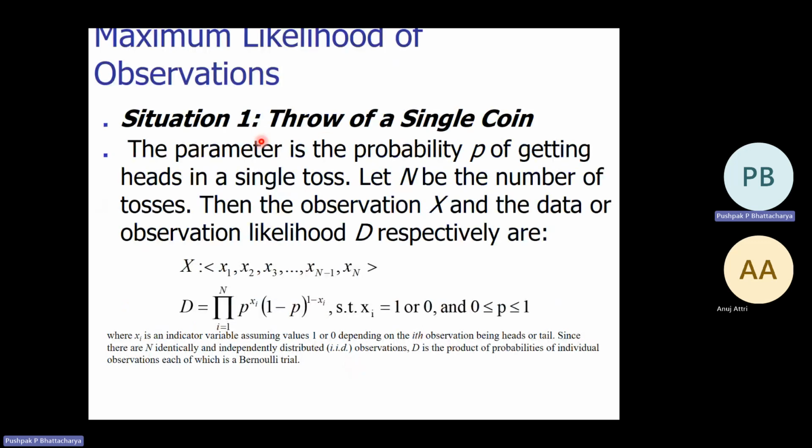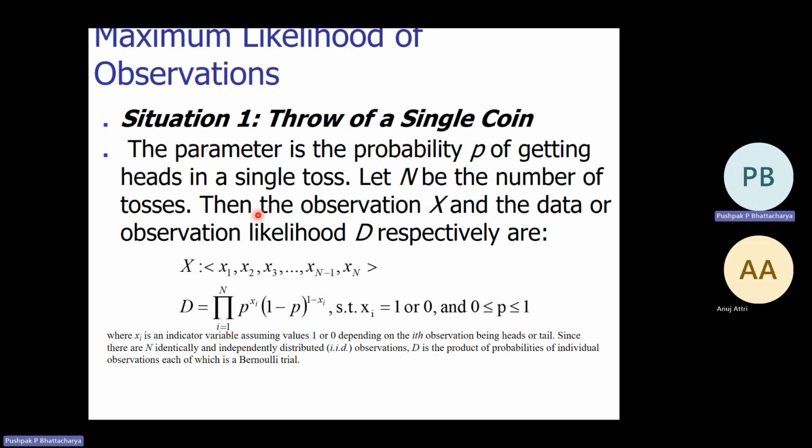So there are two situations. The first situation is throwing a single coin. In the case of a single coin, the discussion typically follows setting up the likelihood expression and maximizing it. Here we introduce a slight twist in the discussion, namely the indicator variable. The parameter is the probability P of getting heads in a single toss.